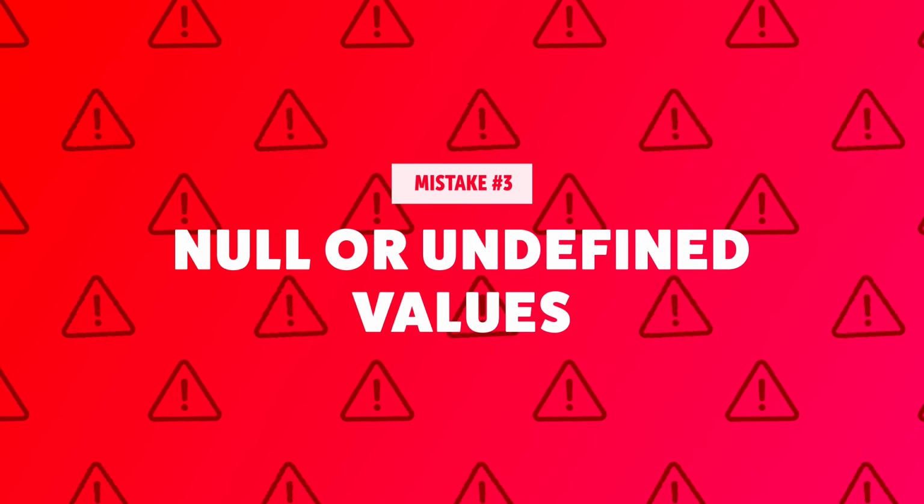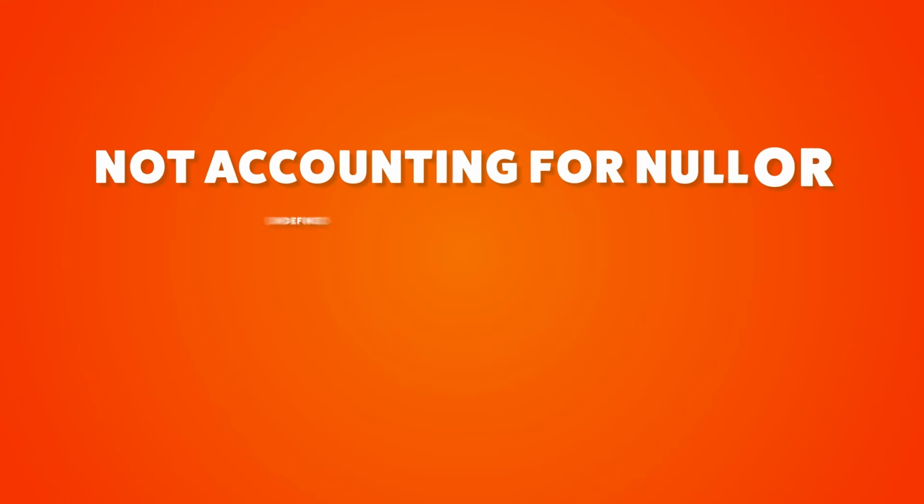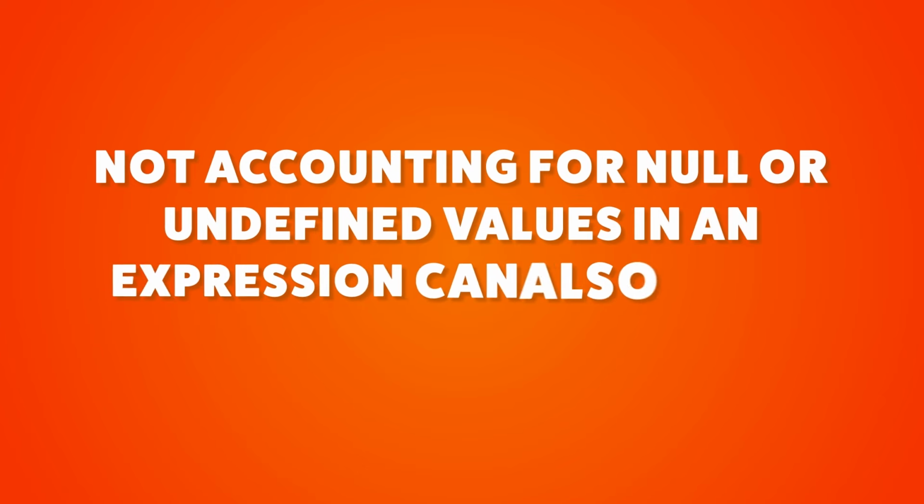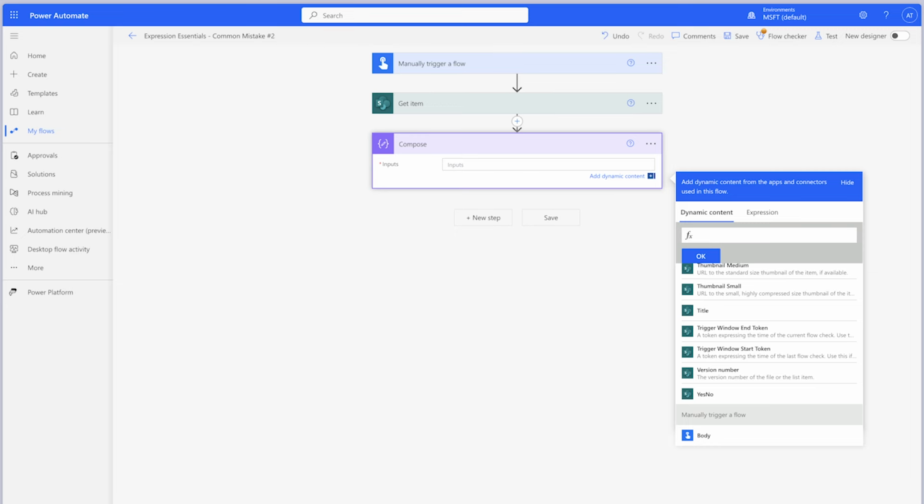Mistake number 3, null or undefined values. Not accounting for null or undefined values in an expression can also cause your expressions to fail. It's important to handle potential null values appropriately to prevent your flow from erroring out. The first 2 expressions we're going to cover can be used to prevent your flow from failing if your value is undefined or null.